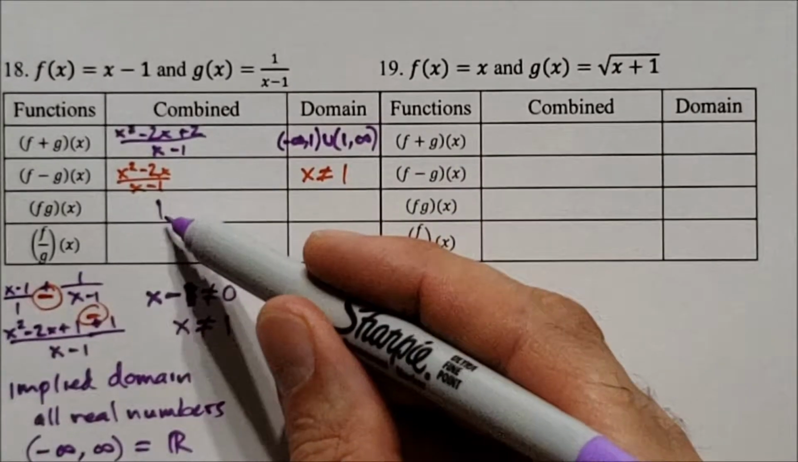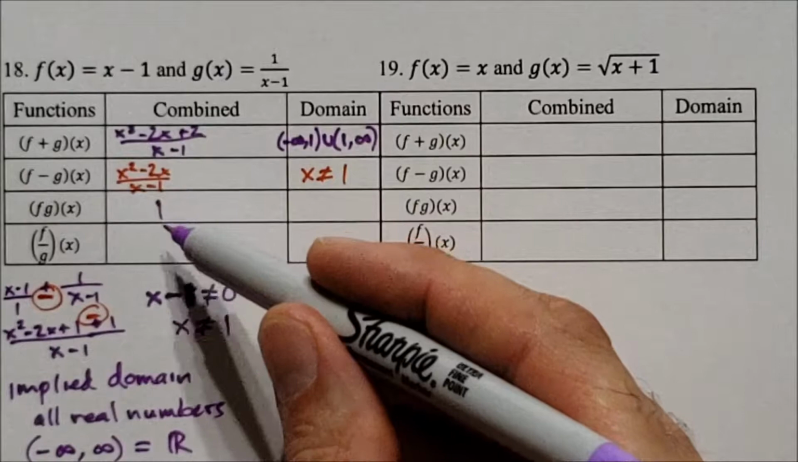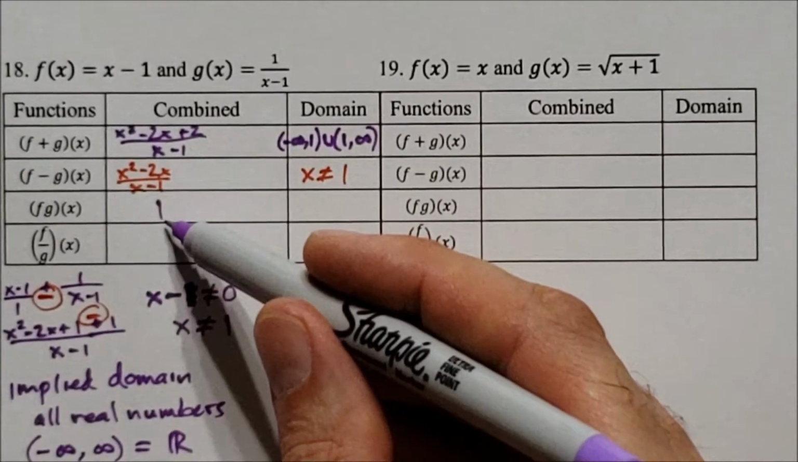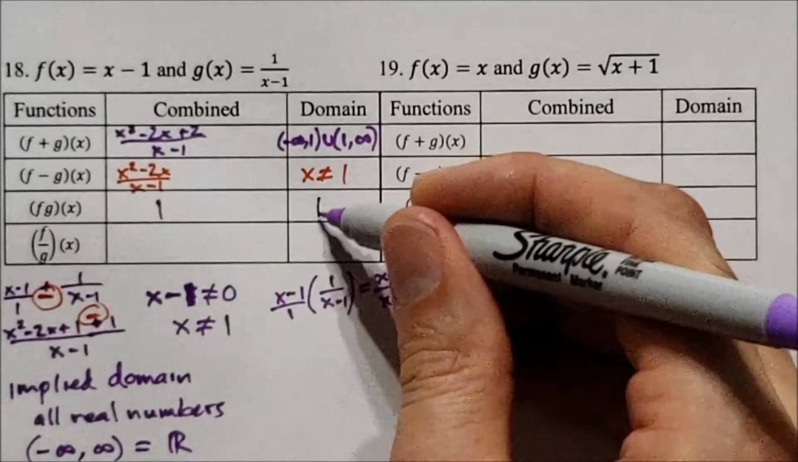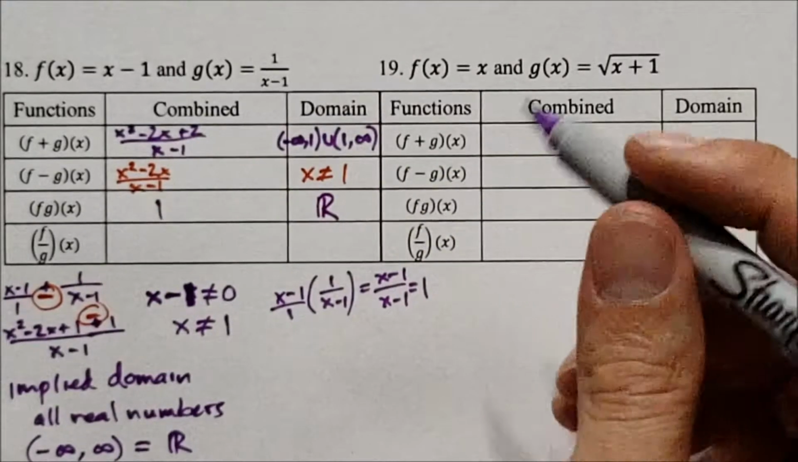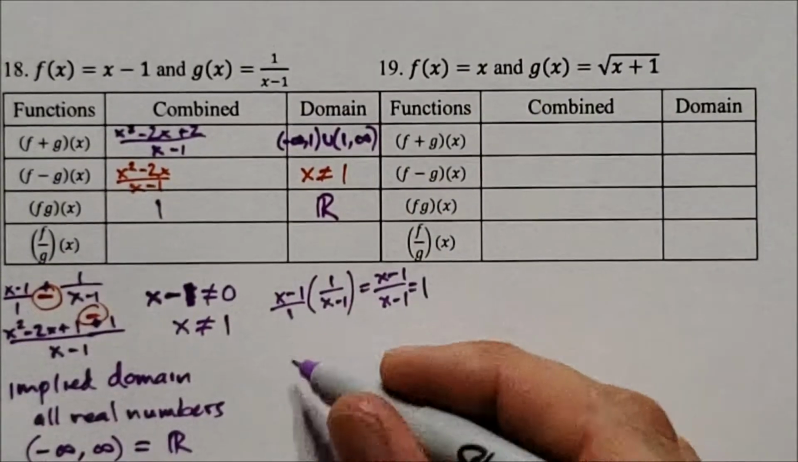Now, with this combination, are there any domain restrictions right here? No, there are not. It's just the constant function 1. So this is all real numbers. F divided by g.